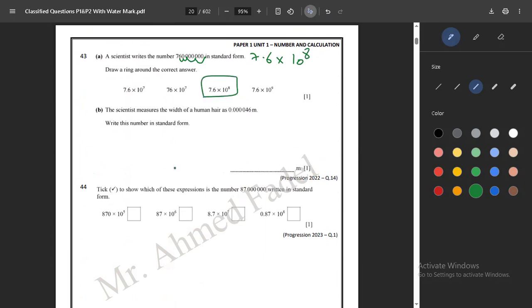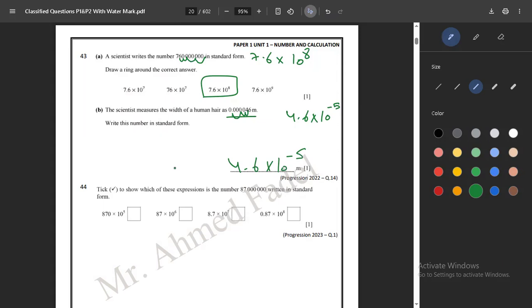The scientist measures the width of a human hair as this. Write it in standard form, the same thing. But I'm going to move it to the right. 3 digits, 4, 5 digits. So it's 4.6 multiplied by 10 to the power of negative 5. I moved it to the right. So here is the answer, 4.6 times 10 to the power of negative 5.